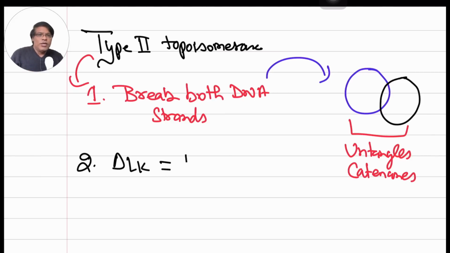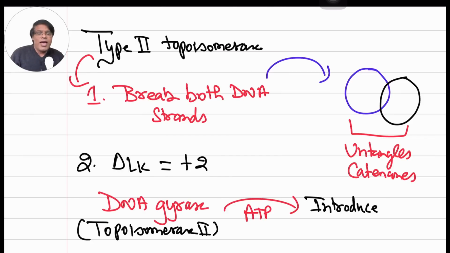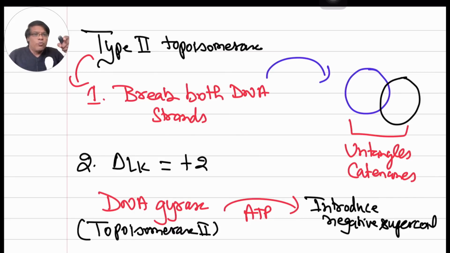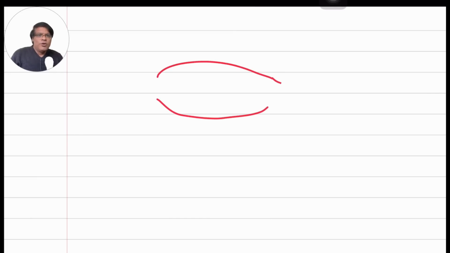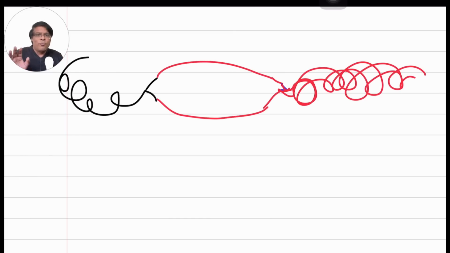Here you are going to see a change in linking number by 2 units. The example is DNA gyrase. DNA gyrase, topoisomerase 2, is an example of type 2 topoisomerase. By using ATP, it is going to introduce negative supercoil within the DNA. So hopefully you have learned the basic things related to topoisomerase.